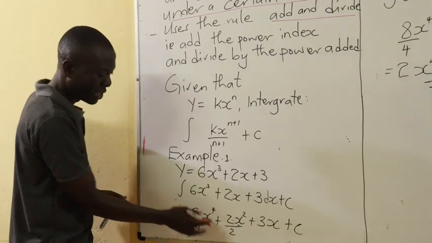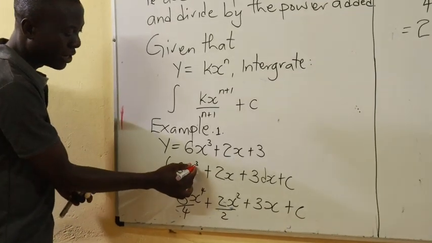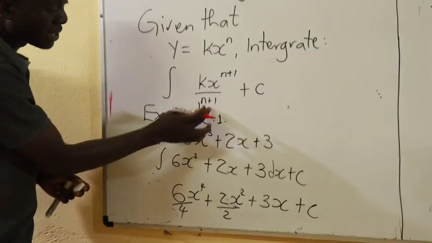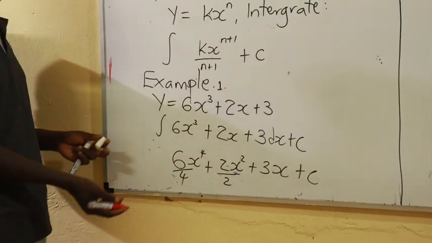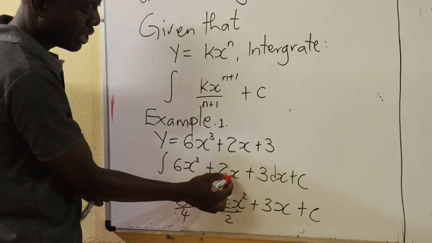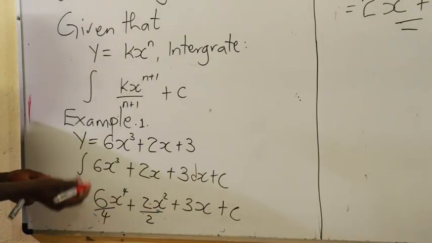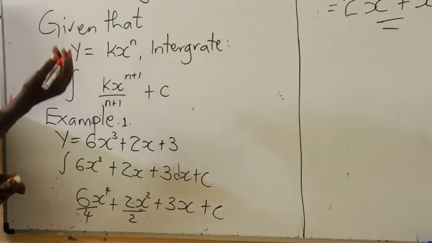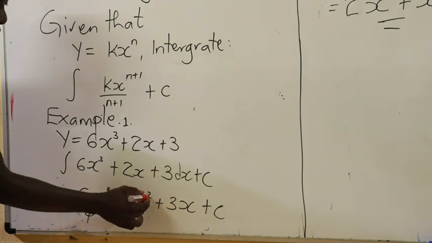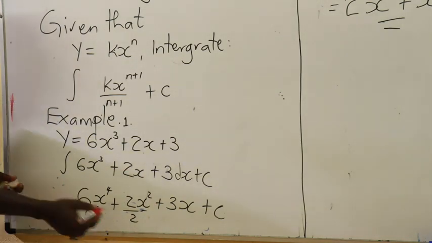So in our first part we have 6x raised to 3. When we integrate, we add 1 to this power so that it goes to 4. Then we divide by that new power, which is 4 in this case. For the second part, we had 2x, and this is the same as x raised to 1. As we said, there's no point showing a power of 1 because it does the same. So when we add 1 to this power 1, it becomes x raised to 2, and then we divide by that new power, which is 2.